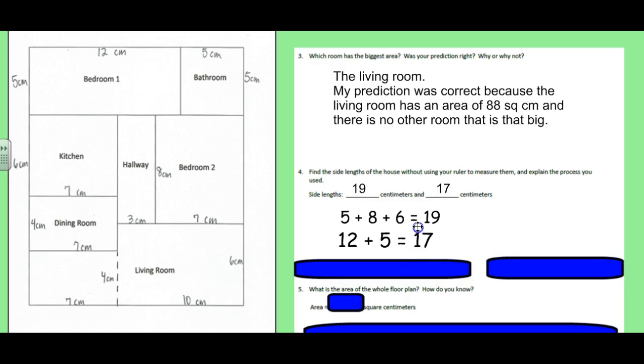So whether you explained it showing me the numbers that you added together, or whether you explained it using words telling me what rooms you added together, either way I would have been fine. So make sure on this part you did tell me what steps you took to help you get 19 and 17 as the side lengths for the house.